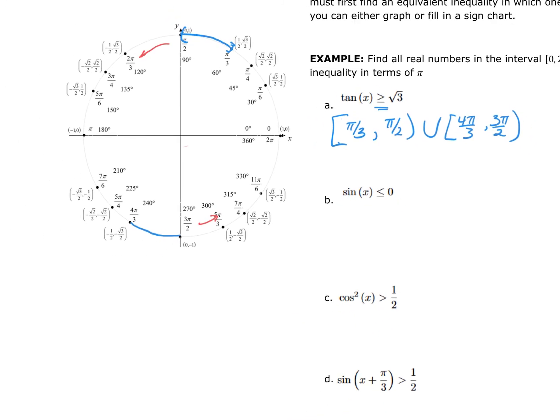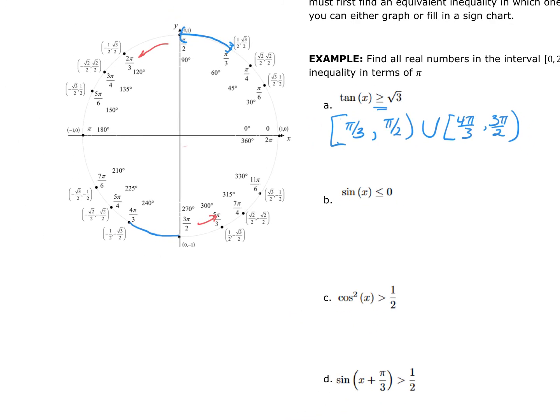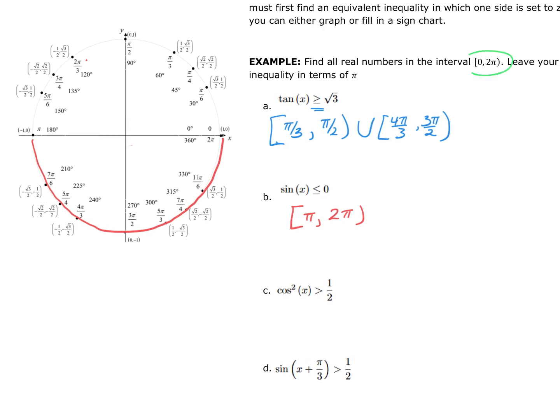Sine is less than 0. Well, where is the location of sine being a negative number on the unit circle or equal to 0? The location where sine is negative is in this quadrant and this quadrant. So the solution here is between pi and 2 pi. Non-inclusive because you don't get to include it up here. That's all.